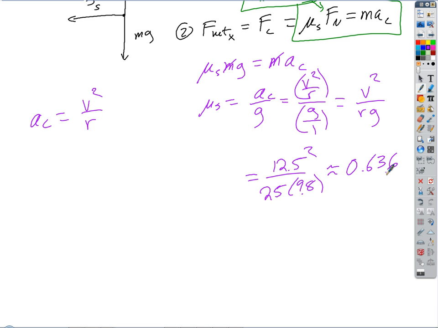We need at least that coefficient of static friction to be able to make the turn. We could have more than that, but if we have less than that, the bike's gonna slide. Right, that way, tires will get rubber. Yep, that's why tires are made of rubber, so they have high coefficient of friction. Yep. Okay.